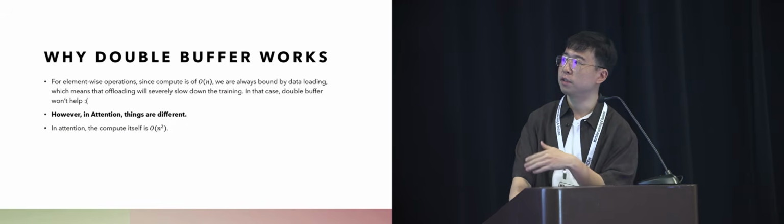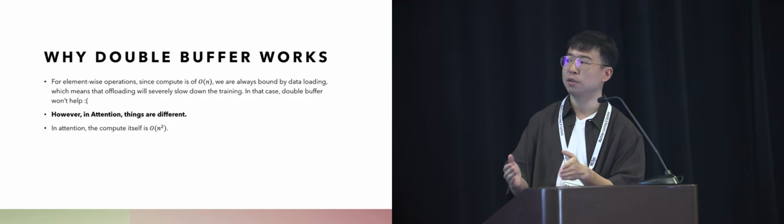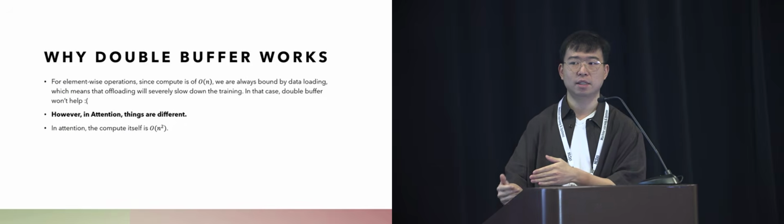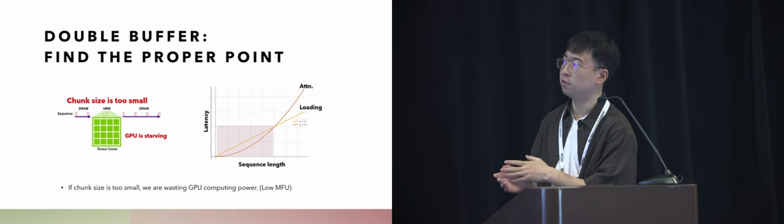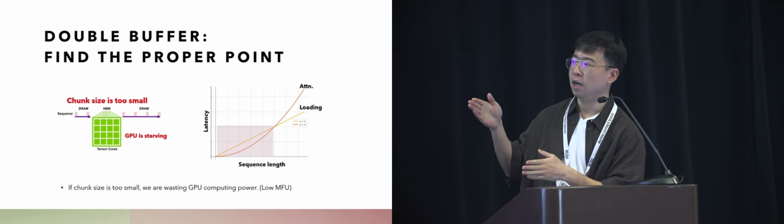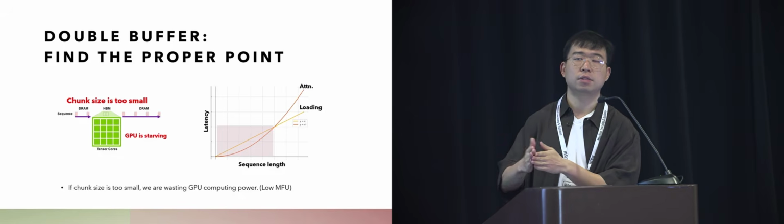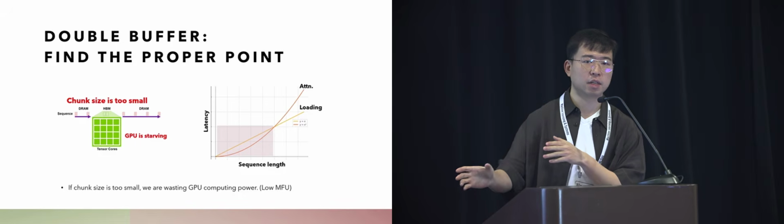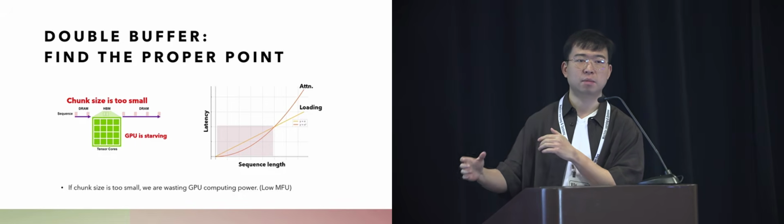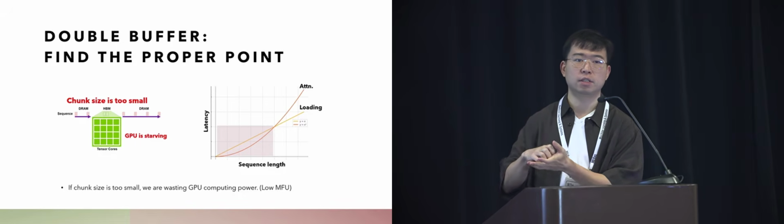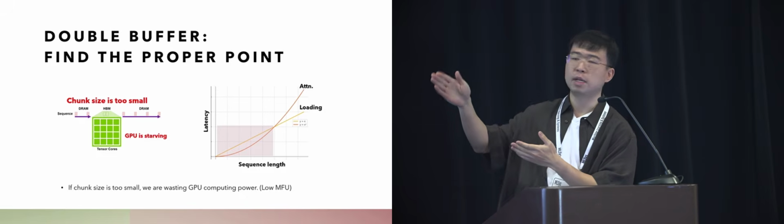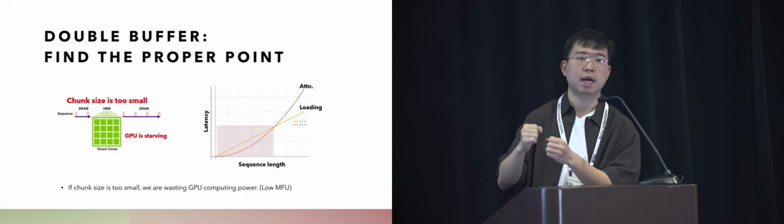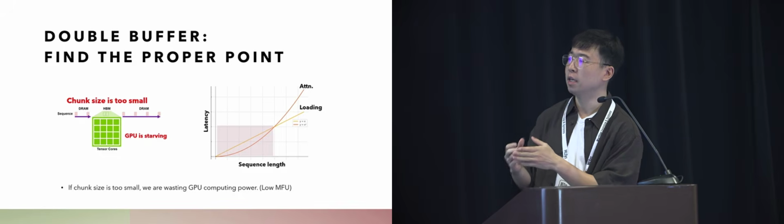But in our case, for attention, gladly we have quadratic complexity in attention, which means that, if you look at the figure on the right side, if you increase your chunk size to a certain limit, you will find that the latency of prefetching the next chunk can be perfectly overlapped by the current chunk's attention computation. Below that point, you cannot really hide the prefetching latency.